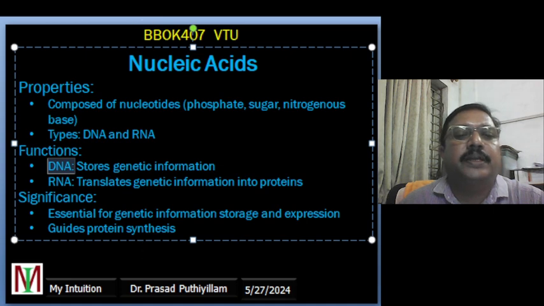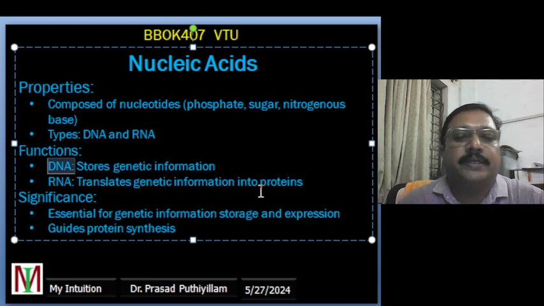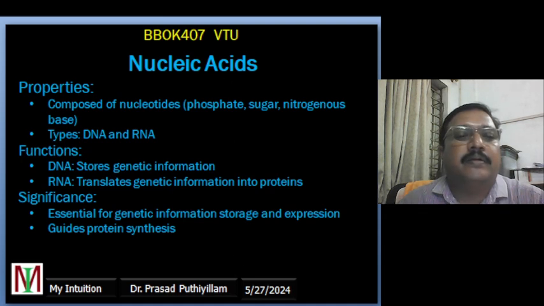DNA stores genetic information, which is very essential for the growth, the development, and the reproduction of organisms. RNA, in contrast, translates the genetic information into proteins by directing the synthesis of polypeptides in the ribosomes.